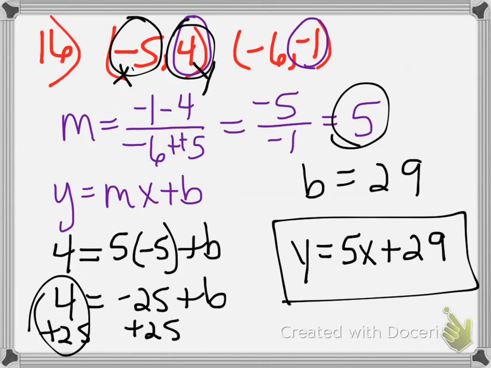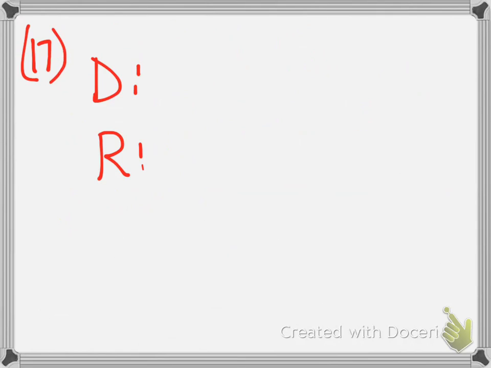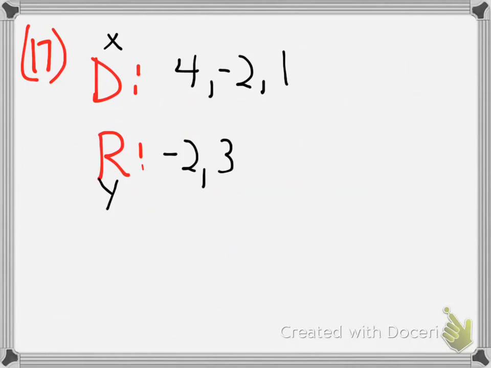That's point slope. Let me try that again. That's slope-intercept form. Number 17, we're looking for domain and range. Remember that domain is the x and range is the y. So my domain is 4, negative 2, and 1. My range is negative 2, 3, and negative 3.